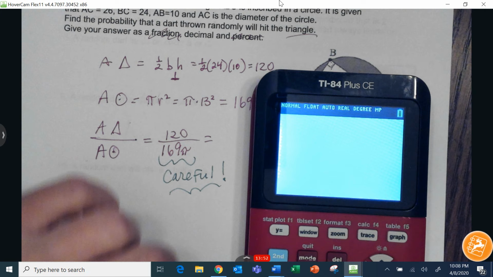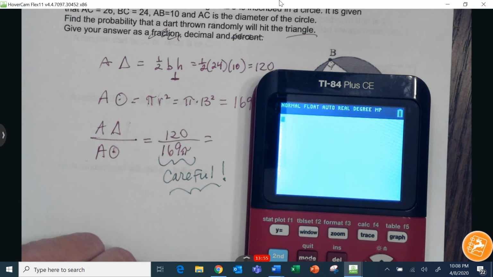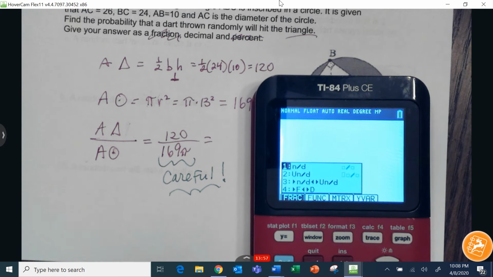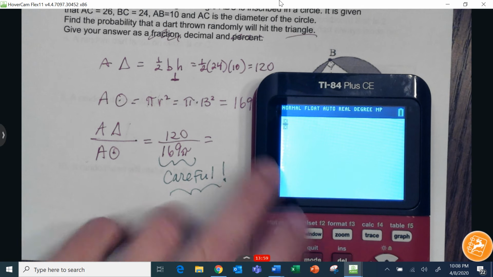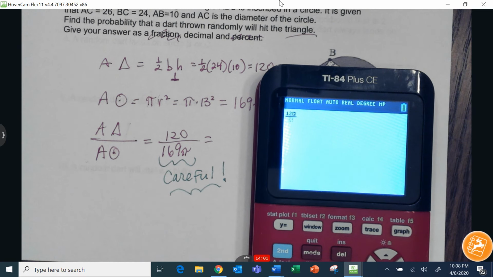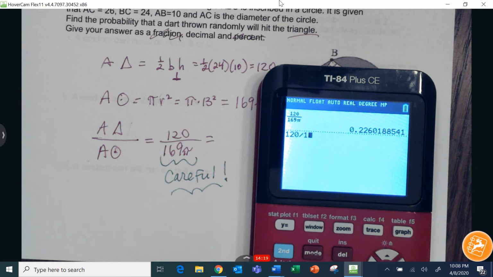Okay, so first of all, I'll type it in correctly. And I'm going to do it using a fraction to start, but not everybody has the fraction button, and some people forget about it. So this will definitely give us the correct answer. It's about 22.6%, 0.23.